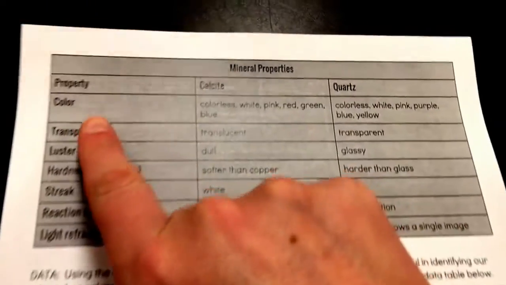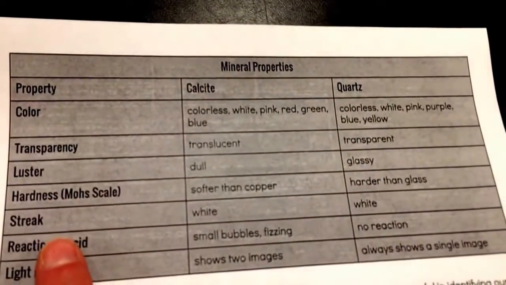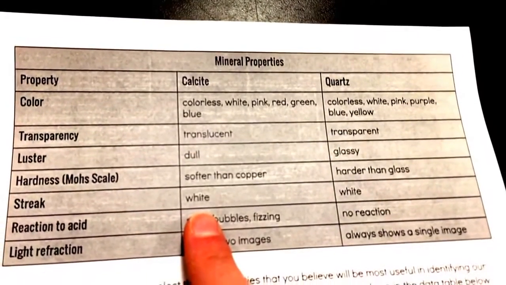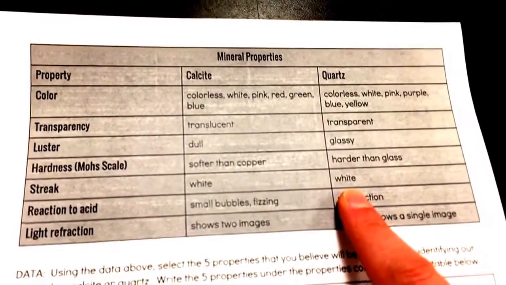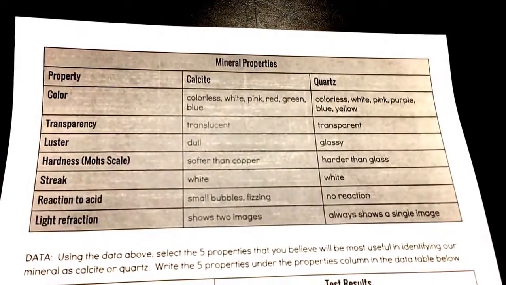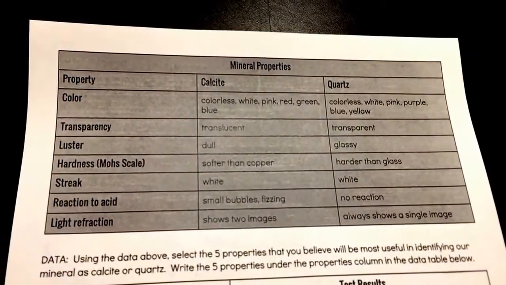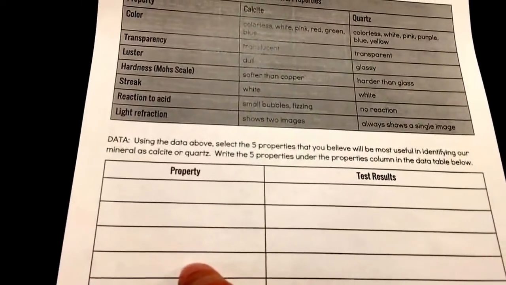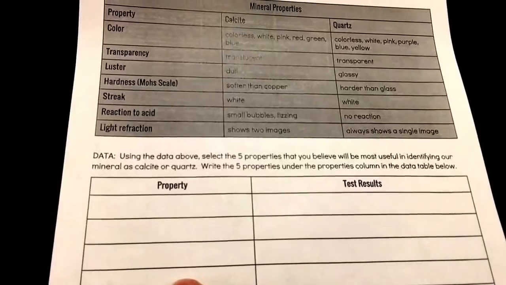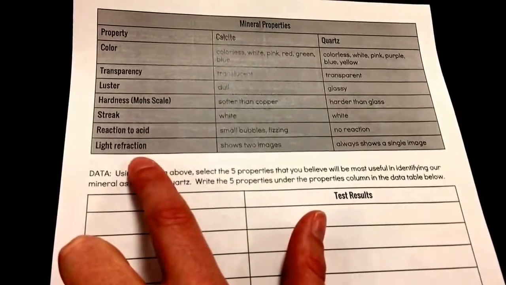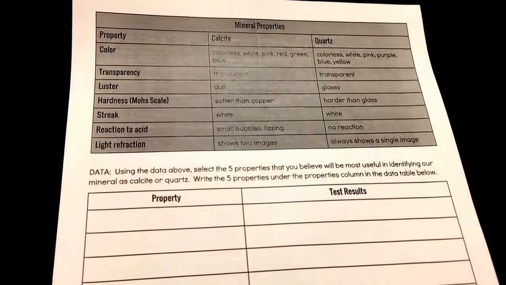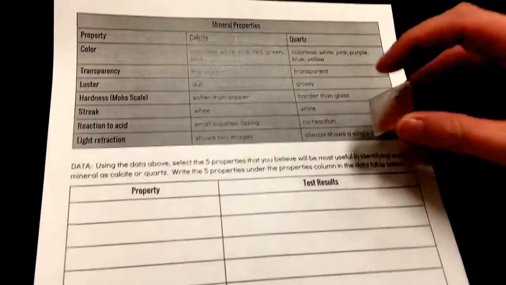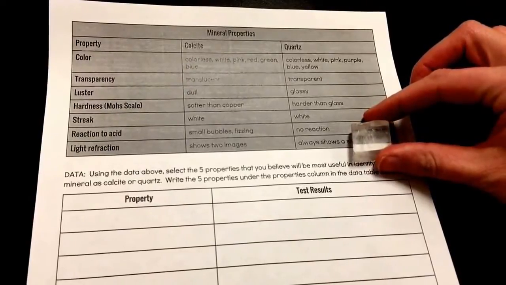So for example, if I take a look at streak, if I test the streak color, calcite is white and quartz is white. Is that going to help me identify this mineral? No. So I'm not going to write it down as one of my 5. So I want you right now to think about which 5 of these 7 are the best, most useful properties to test to figure out if this unknown mineral is calcite or quartz.